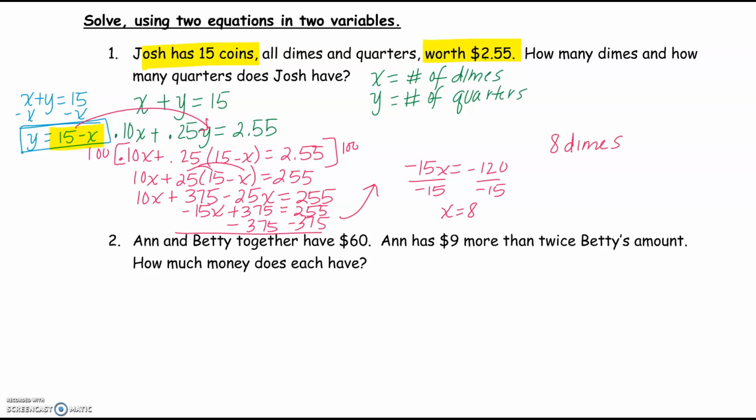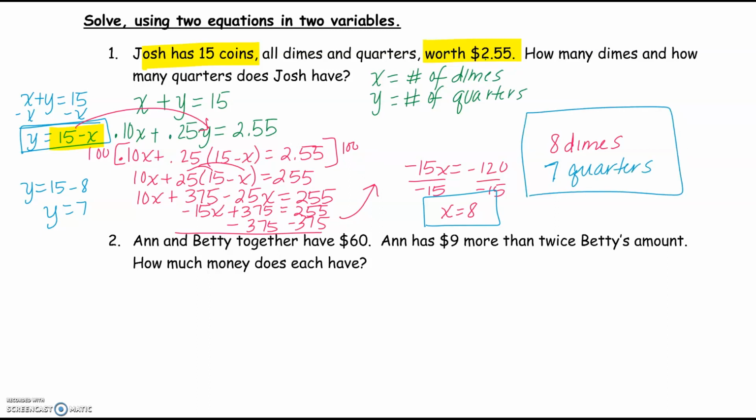To get the number of quarters, plug it into either equation. I would say the easiest is to plug it in back to the y equals 15 minus x. So if I do that, I get y equals 15 minus 8, or y equals 7. So there's 7 quarters. So much easier than when we had to solve it in terms of one variable. Okay, so we've got that one done.